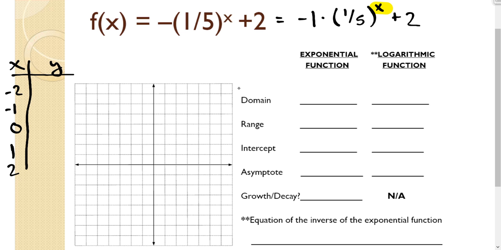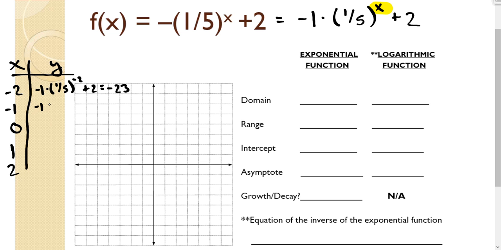Then I'm just going to plug stuff in, okay? So first I have -1 times 1/5 raised to the -2, plus 2. Doing some arithmetic, follow your order of operations. 1/5 to the -2 is really the same thing as 5 squared. Well, that's 25. 25 times -1 is -25. -25 plus 2 is -23.